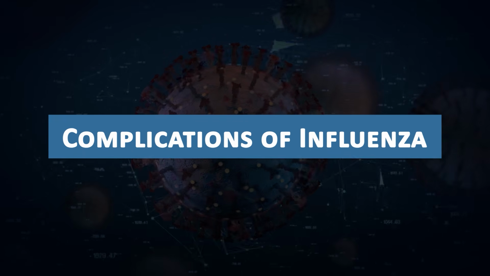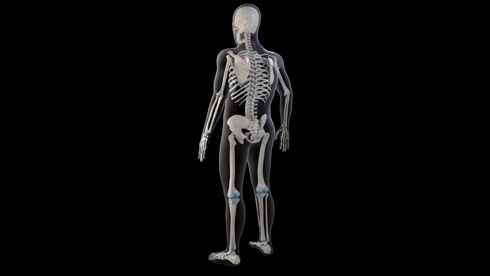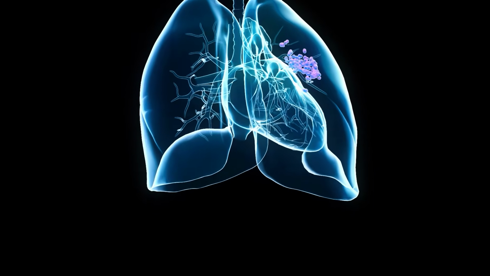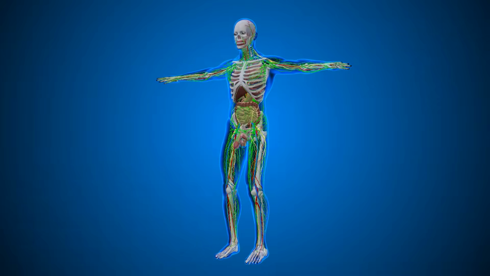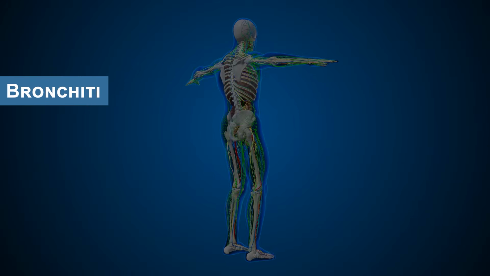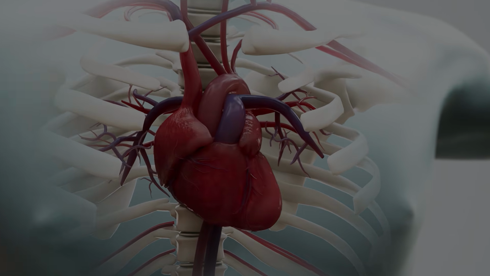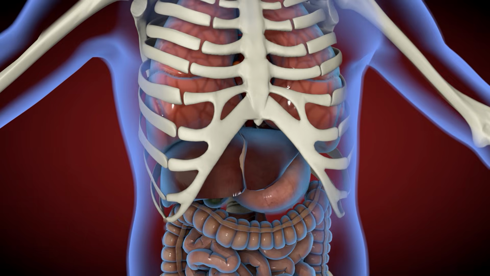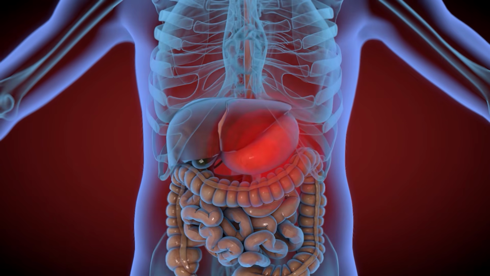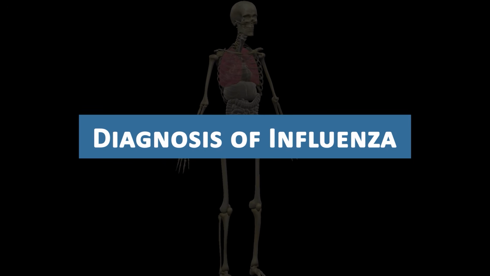Complications of influenza. While many people recover from influenza without lasting effects, the disease can cause serious complications, especially in high-risk individuals. One of the most common and dangerous complications is pneumonia, which can be caused either by the influenza virus itself or by bacteria that take advantage of weakened lungs. Other complications include bronchitis, worsening of chronic medical conditions such as asthma, heart disease, or diabetes, and inflammation of the heart (myocarditis), brain (encephalitis), or muscles (myositis). In rare cases, influenza can lead to multi-organ failure or death, particularly when treatment is delayed or the individual has underlying health conditions.